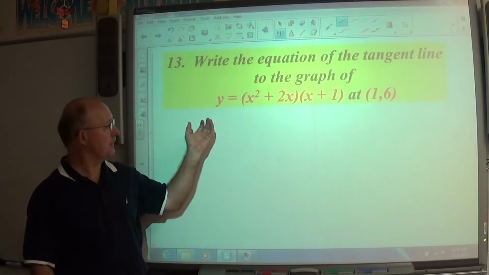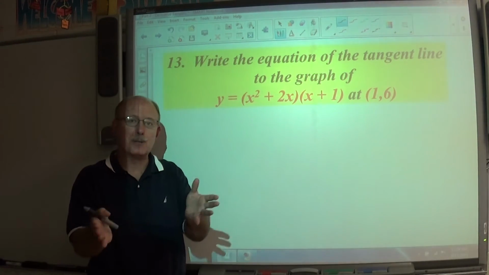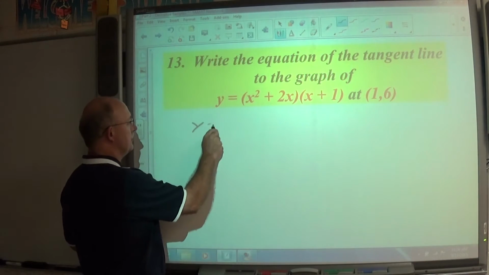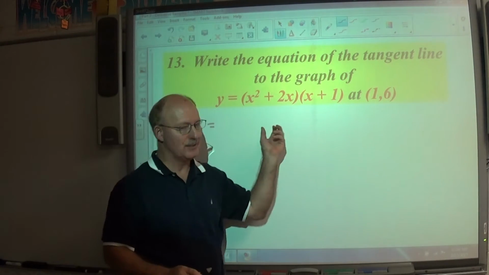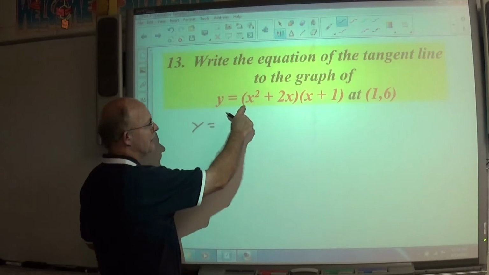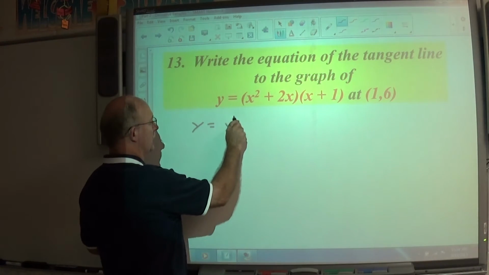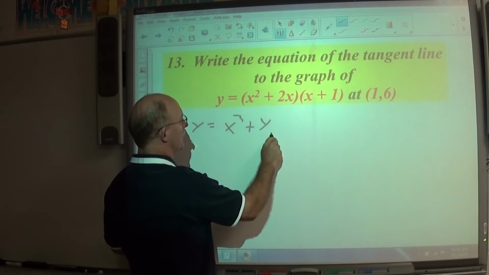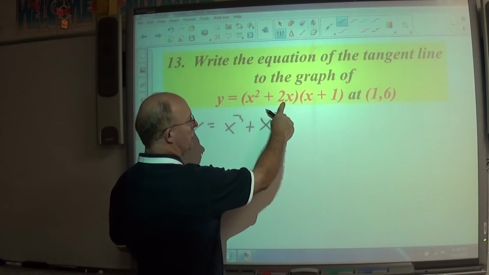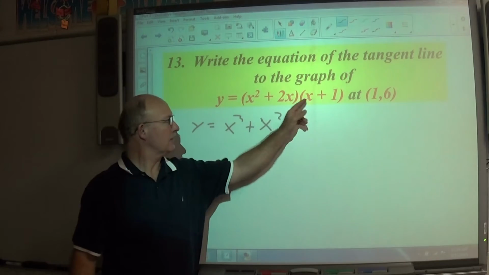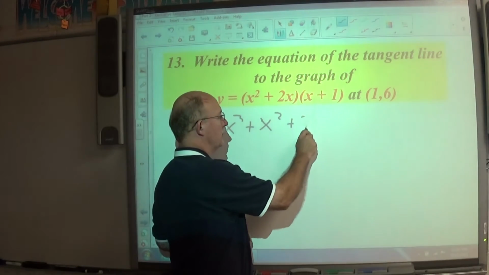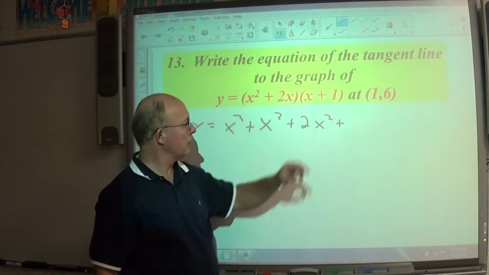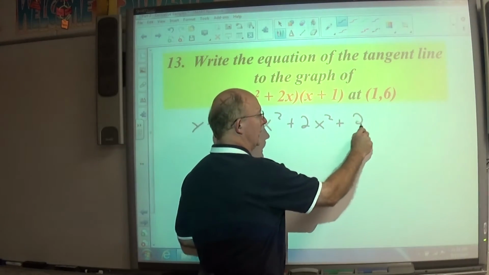Now, to get this function in the correct form to take the derivative, we've got to multiply these two binomials together. So let's go and do our multiplication. Now, to multiply the two binomials, you just have to use the FOIL method. So multiply x squared times x will give us x to the 3rd power. x squared times 1 will give us x squared. Multiply the inside terms. 2x times x will give us 2x squared. So we plus 2x squared. And then plus 2x times 1, multiply your last terms, gives us 2x.